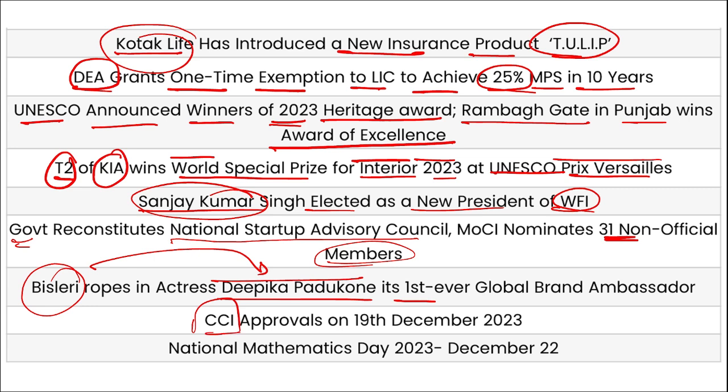Next, CCI has some approvals over there. You can go and check. Next, National Mathematics Day is observed on 22nd of December, on the birth anniversary of S. Ramanujan, very famous mathematician. So that's all for the day, friends. Now let's move to some revision part that will be very beneficial for your learning.